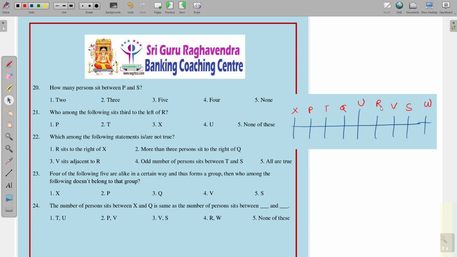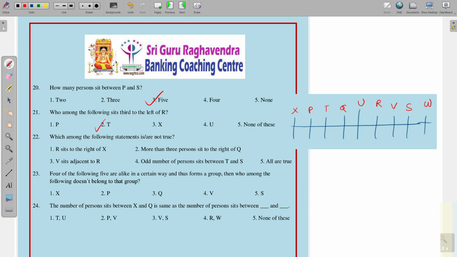Let us move on to the questions. How many persons are between P and S? So P and S: 1, 2, 3, 4, 5. 5 persons are there. Who among the following sits third to the left of R? 1, 2, 3. That is T.